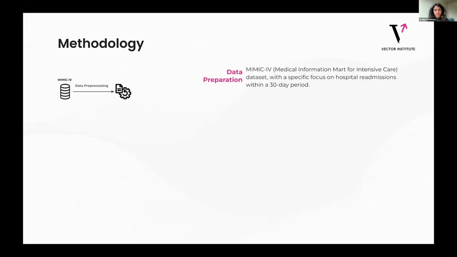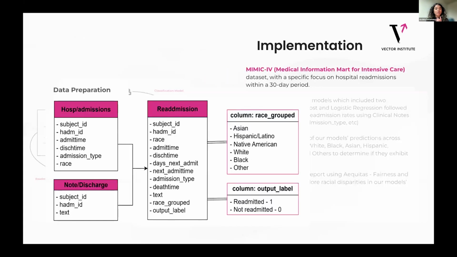So how exactly did we go about this project? Speaking about the methodology or the workflow, we first started with the data preparation. The data that was employed for this project was the MIMIC-IV, and we prepared the data in such a way that it was able to cater towards the specific focus on predicting hospital readmission rates. The way we did this was we considered two different tables, the admissions and the discharge table, and then combined them to form the readmissions table.